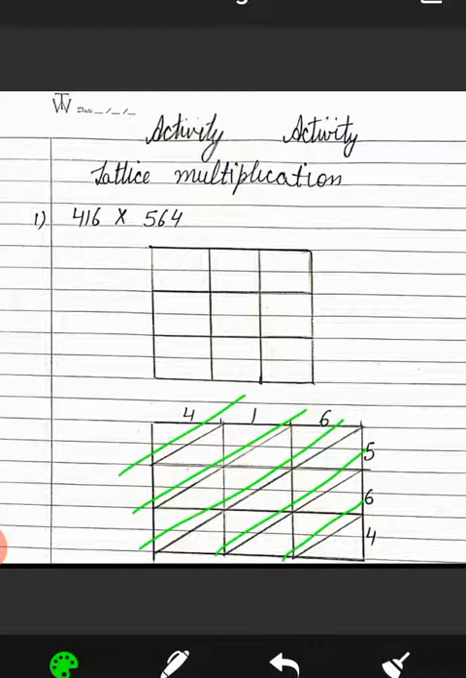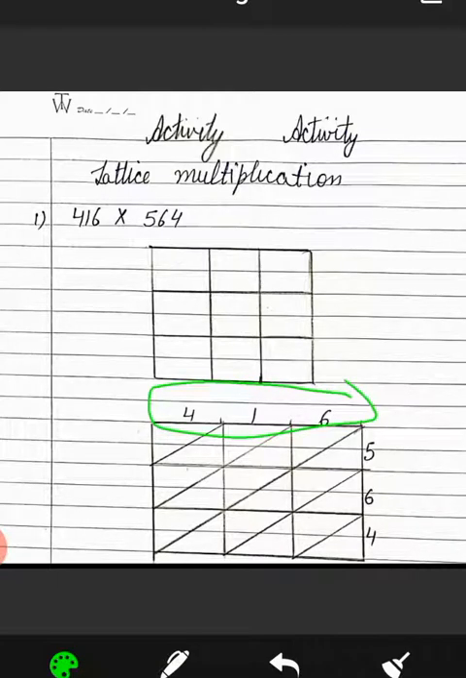Now the next step is you need to write the digits of the multiplicand along the top horizontal side. Here the digits of the multiplicand are written along the top horizontal side, and then the digits of the multiplier. 564 is the multiplier here. You need to write the digits of the multiplier, that is 564, along the right vertical side of the sub squares.